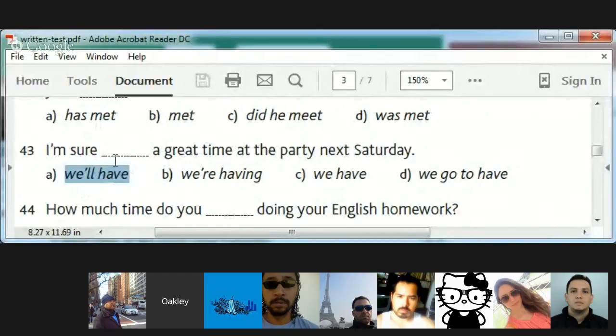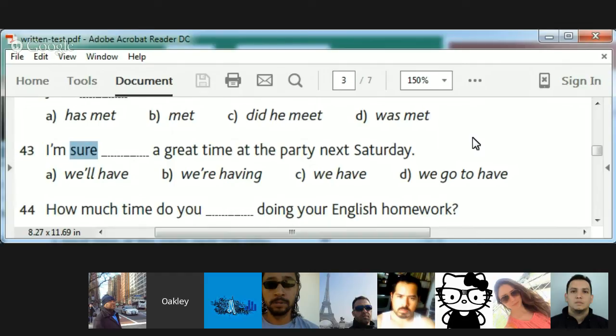We choose we'll have here because they're saying I'm sure. It's very clear in this sentence they're making a prediction. Now, to make a prediction, we can use the simple future form will, or we can use going to. I'm sure we're going to have a great time at the party. I'm sure we'll have a great time at the party. Either one can be used for making a prediction, which we clearly are doing here. I know because of sure. That's a word that means prediction.